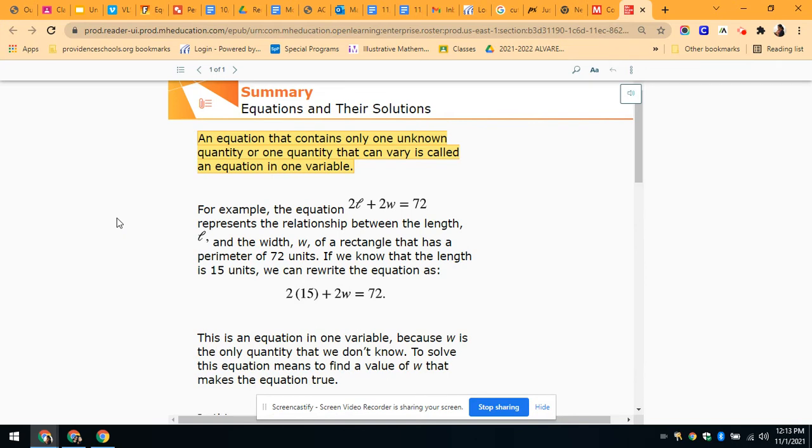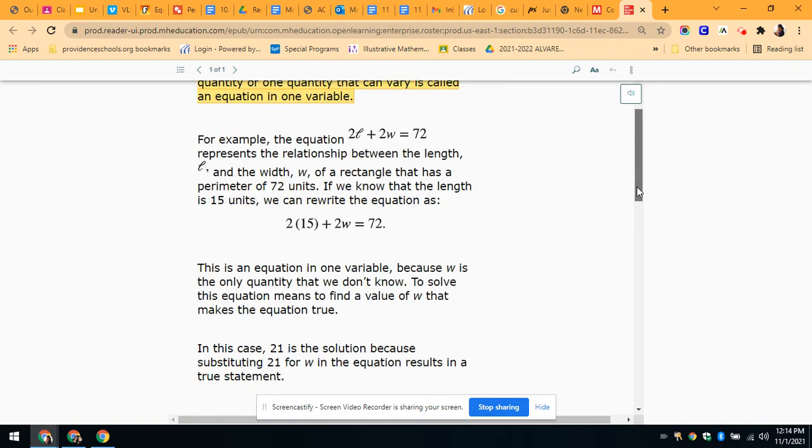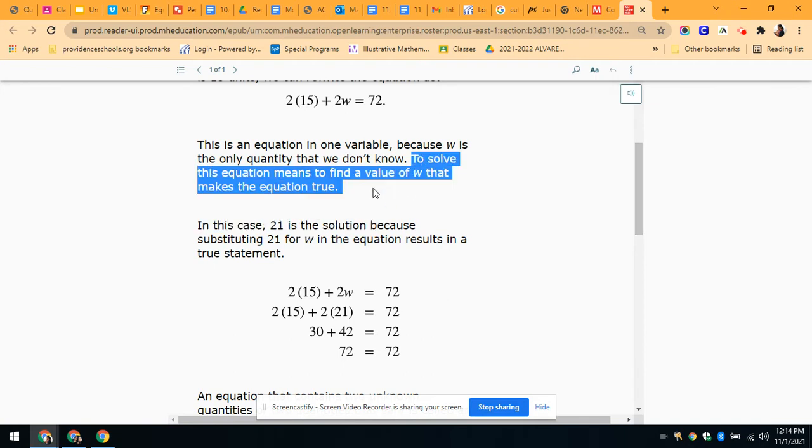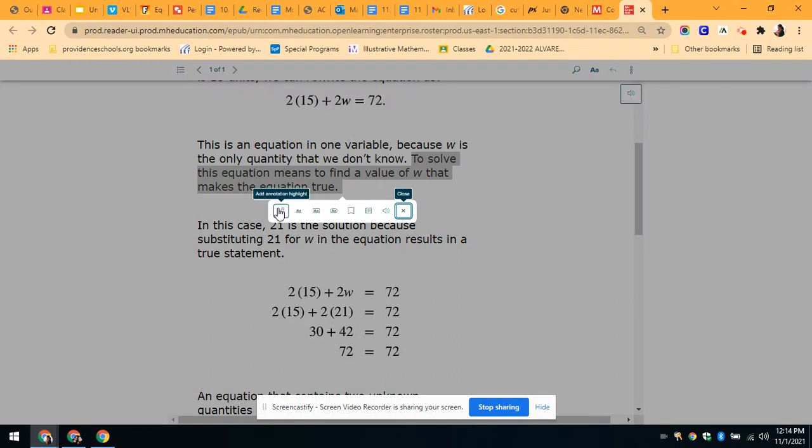For example, the equation 2 times L plus 2 times W equals 72 represents the relationship between length and width of a rectangle that has a perimeter of 72 units. If we know that the length is 15, we can rewrite the equation as 2 times 15 plus 2 times the width equals 72. This is an equation with one variable because W is the only quantity that we don't know. To solve this equation means to find out what the value of W is that makes it true.